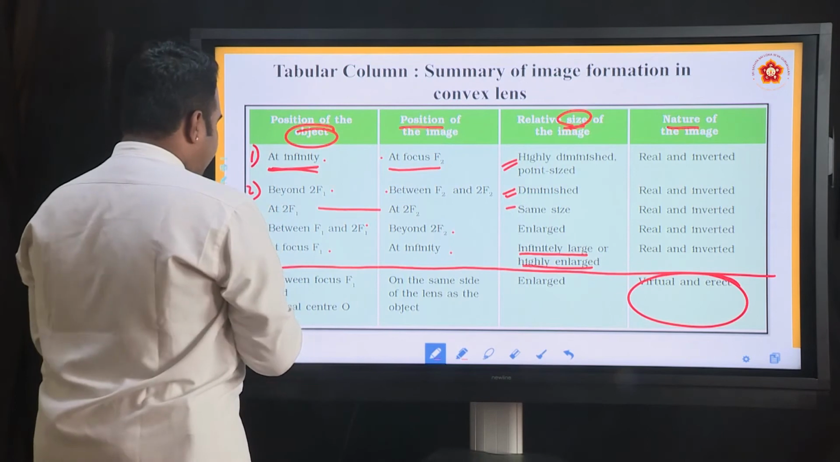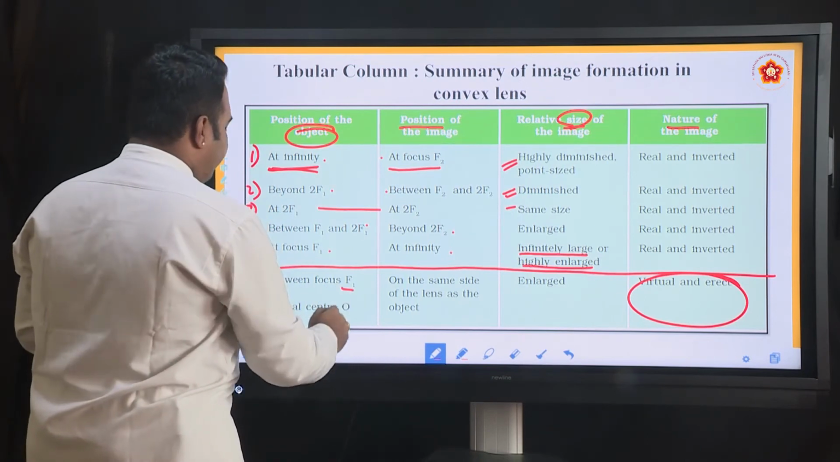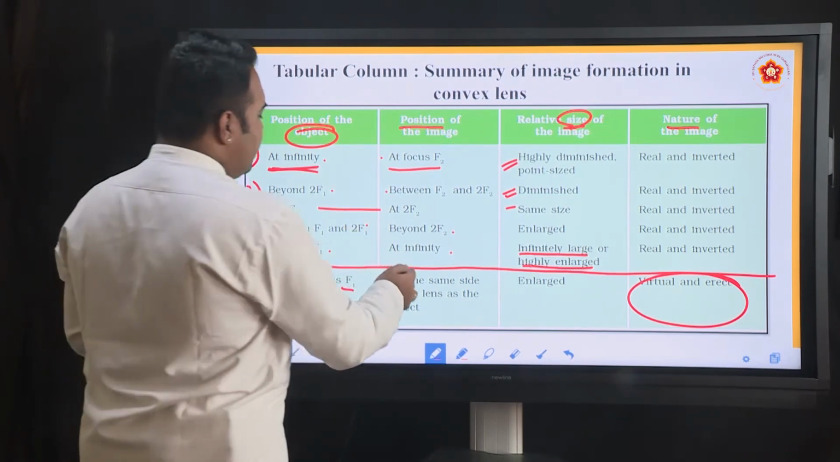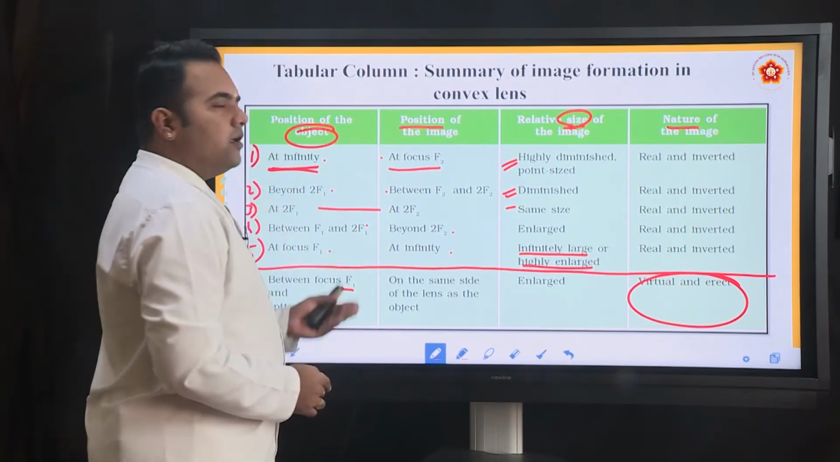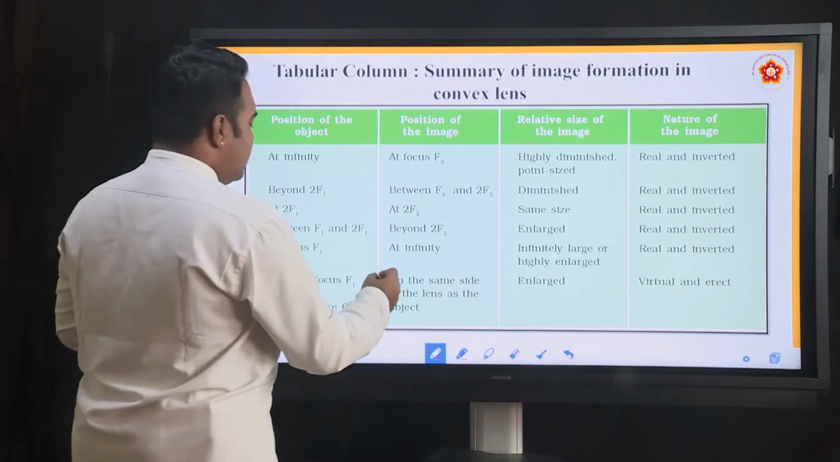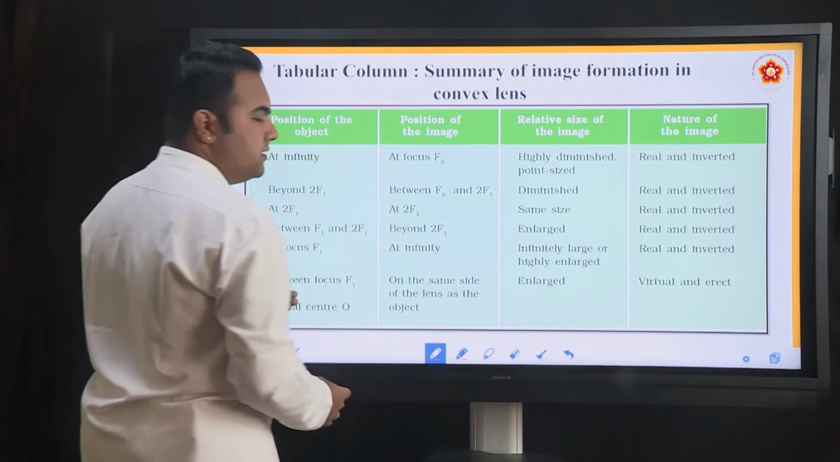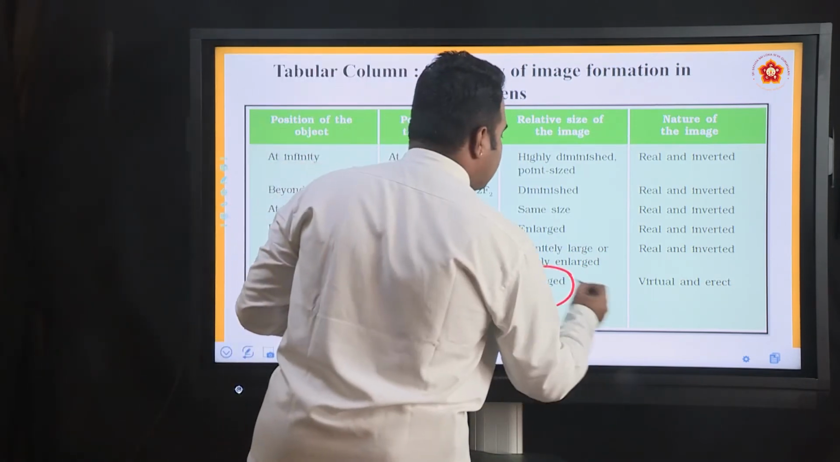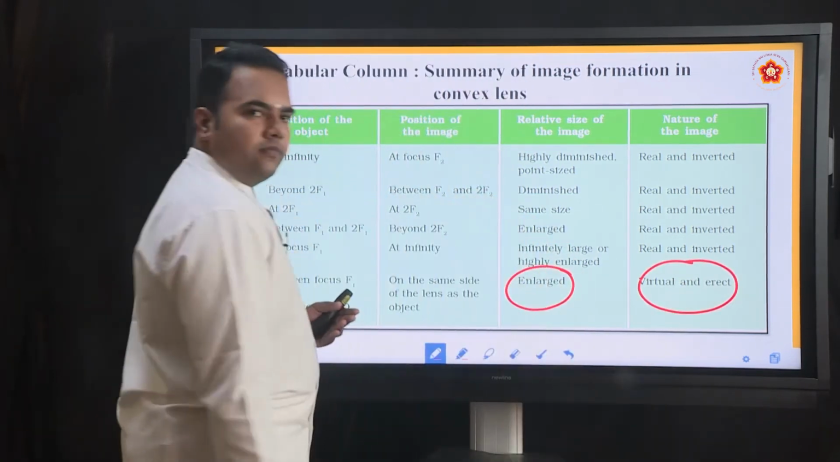The last case, when you place the object between F and O, remember, compare this with the tabular column that we have drawn for a concave mirror. The image is formed on the same side of the lens. It is an enlarged image, virtual and erect.